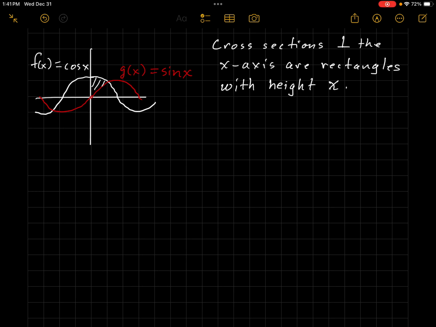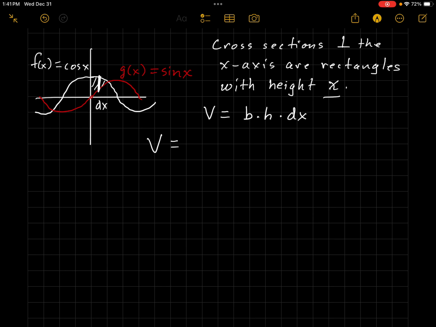We're going to have cross sections perpendicular to the x-axis, like such, so a tiny width of delta x. They're coming out of the board or out of the screen, and each rectangle will have a height of x. Well, the area of any rectangle is base times height. If we multiply by dx, we get a volume.